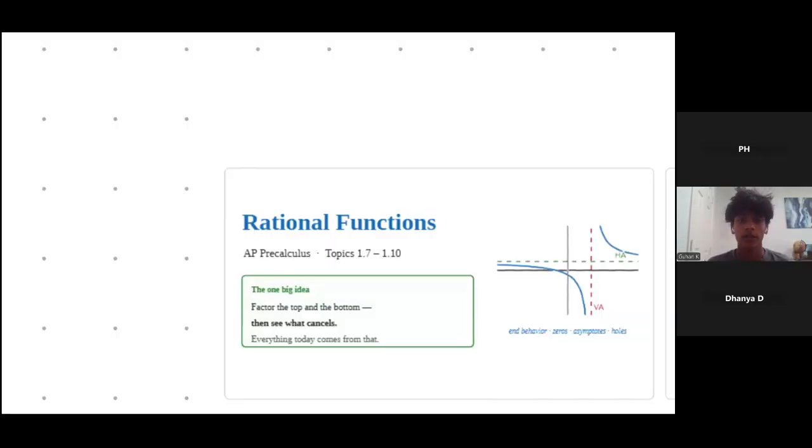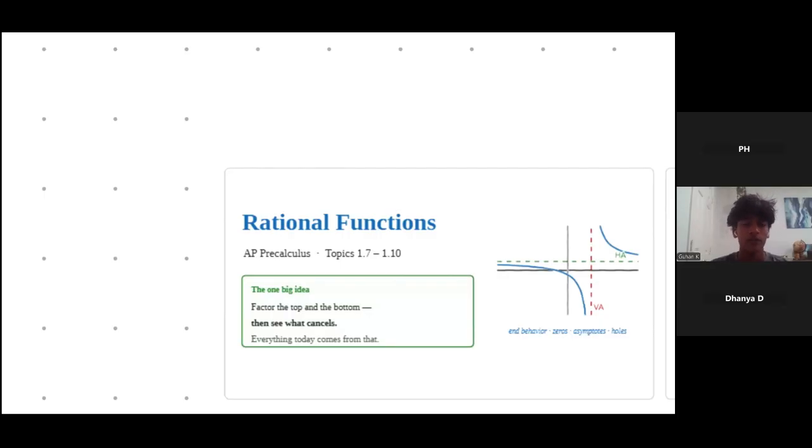All right, so today we're going to look at rational functions, topics 1.7 to 1.10. The big idea on these topics is that we have to factor the top and the bottom, and then we just see what cancels, and depending on that, we graph our asymptotes, our zeros, and our key points. Okay, so let's start now.